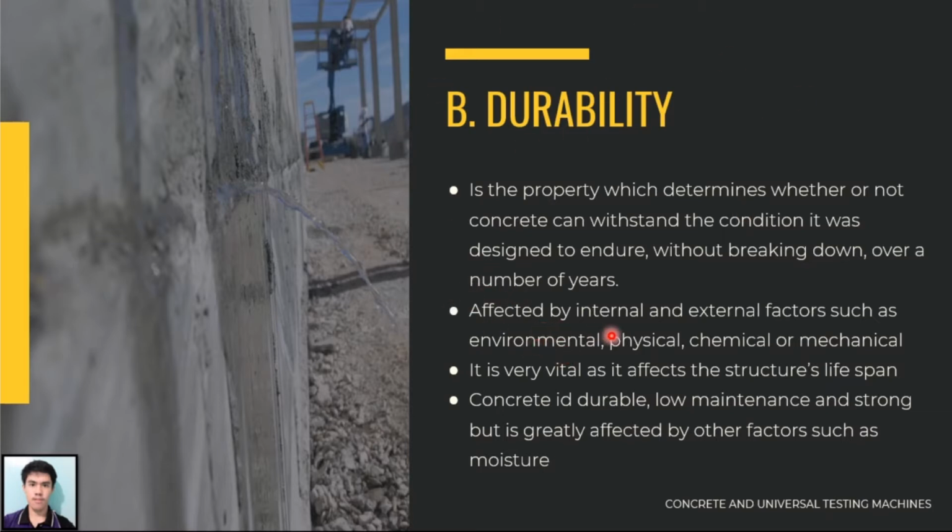Durability is affected by internal and external factors such as environmental, physical, chemical, or mechanical. It is very vital as it affects the structure's lifespan. So, kagaya rin na sinabi ko kanina, yung environmental, physical, chemical, or mechanical factors naman, halimbawa, temperature, or acids, kung halimbawa, sa dagat nakasubmerge yung structure natin. Halimbawa, sa salt water, pero hindi natin na-consider. So, mas mabilis magde-deteriorate yung ating structure. Hihina yung durability niya, at pag humina yung durability niya, syempre, marereduce yung lifespan ng ating concrete.